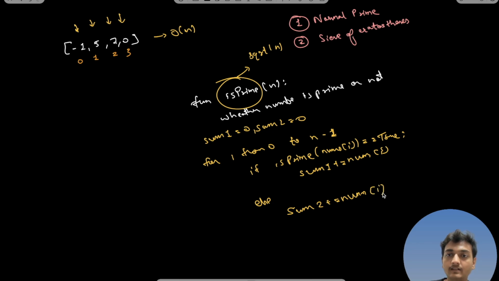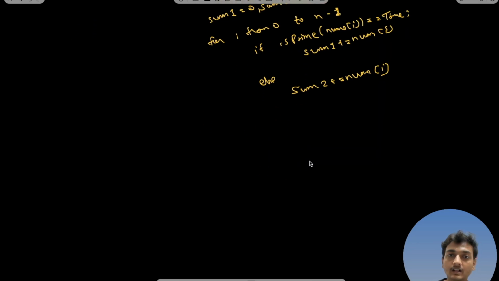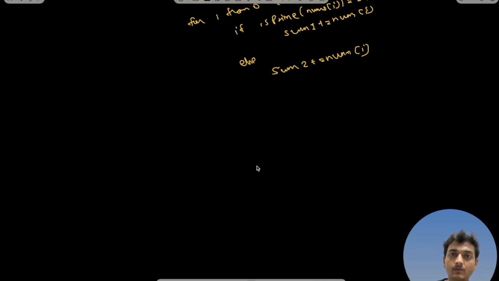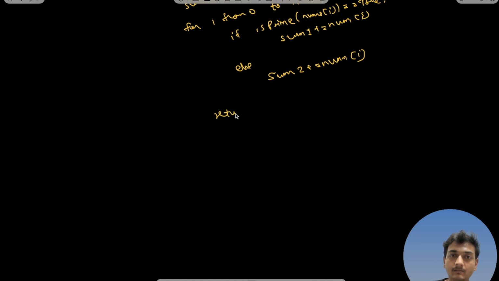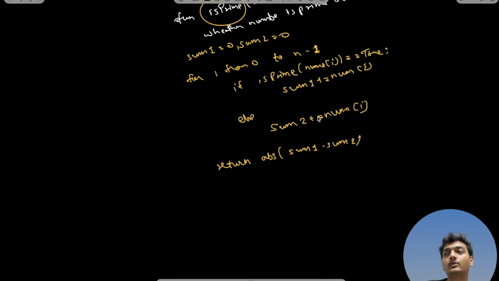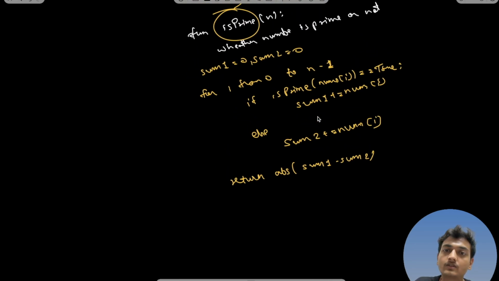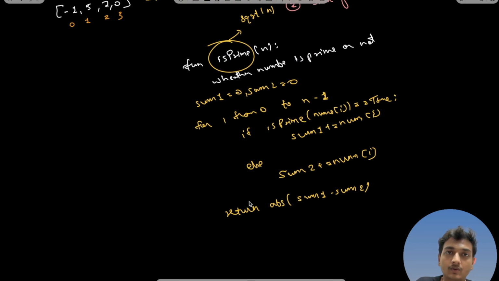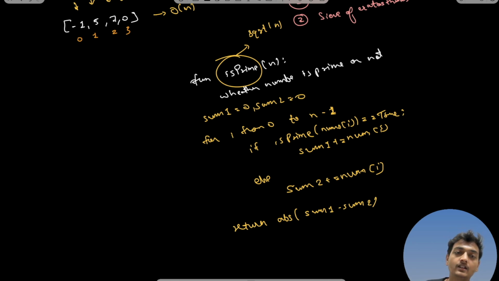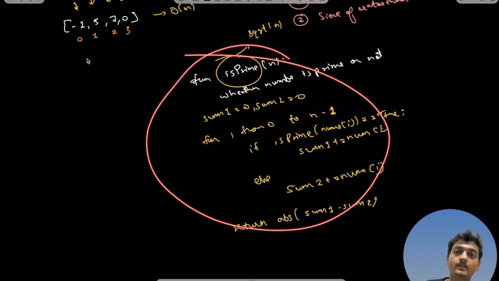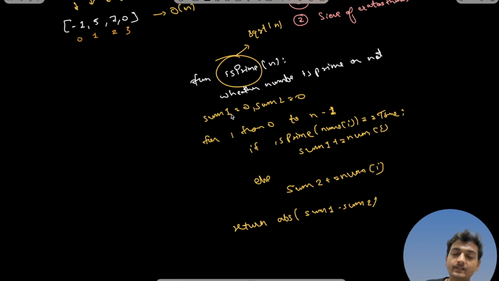So that is it. That's a pretty simple problem, and at the end of the day, we can return the difference of the sums with absolute value. So sum1 minus sum2. It doesn't really matter whether you write sum2 first or sum1 first, because we are taking the absolute value. So this is basically an approach that everyone must have done, and it's a very simple approach.